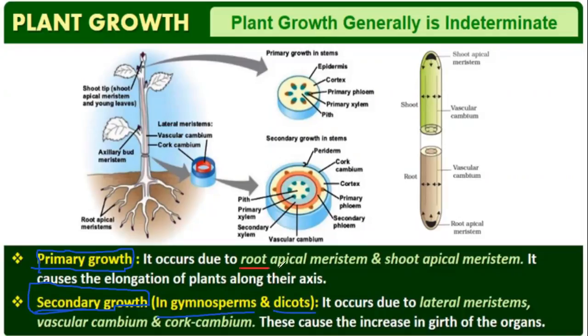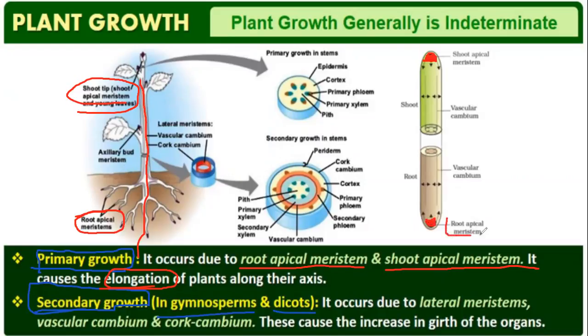Primary growth means growth by the activity of the root apical meristem and shoot apical meristem, and it contributes to elongation of the plant, that is, lengthening of the plant. Lengthening of the root part is brought about by the root apical meristem and the shoot tip by the shoot apical meristem. That is, the shoot apical meristem is present at the tip of the shoot and the root apical meristem is present at the tip of the root.